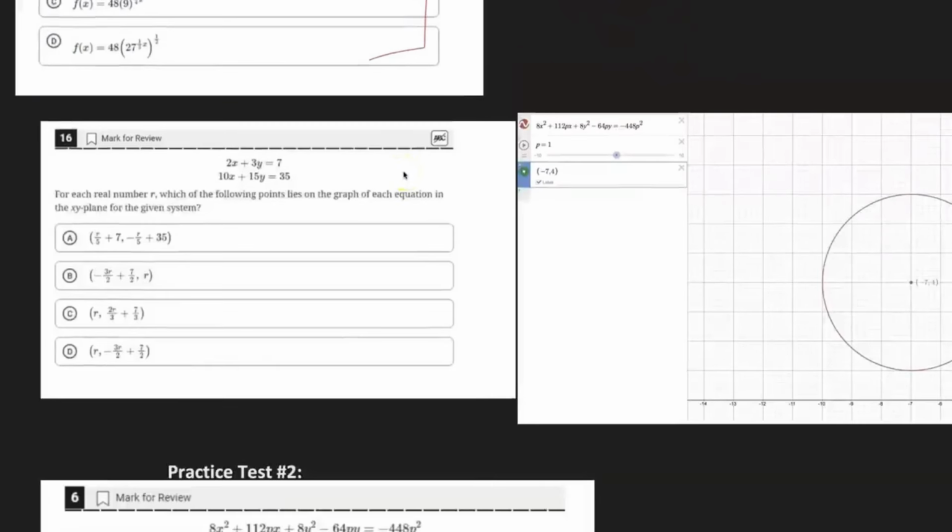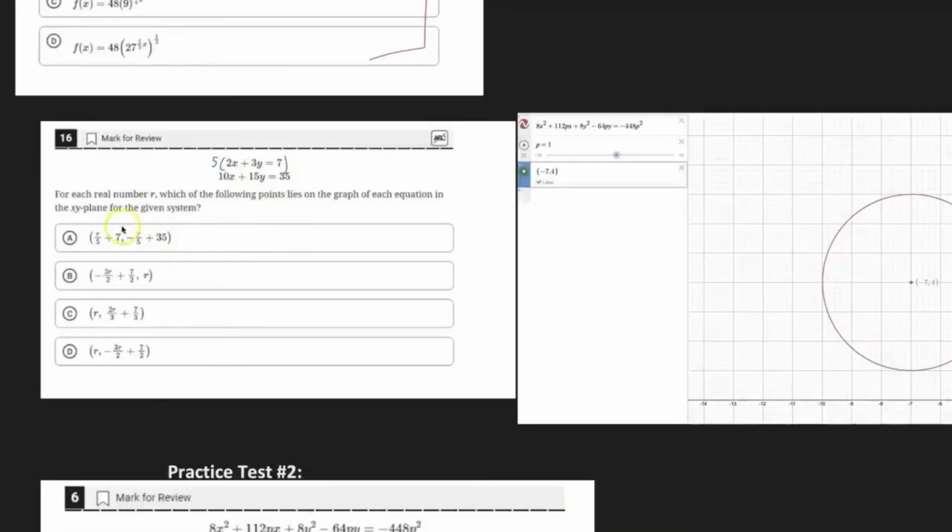All right, moving on to the next question. Ignore whatever's on the right side. This is for the very next problem. So this one says, for each real number r, which of the following points lies on the graph for each equation in the xy plane for the given system? So the first thing to note here is that these are the exact same lines, right? If I were to scale this up by, say, 5, I would have 5 times 2x is 10x, 5 times 3y is 15y, 5 times 7 is positive 35. And therefore, if I were to graph it, they would be the exact same line. It would be on top of each other. And therefore, all we have to do with this problem is find a value of r, which can be any real number, and just have these coordinate points satisfy any one of these equations.